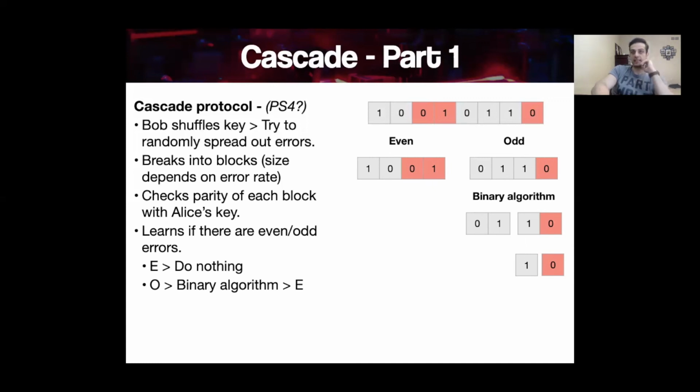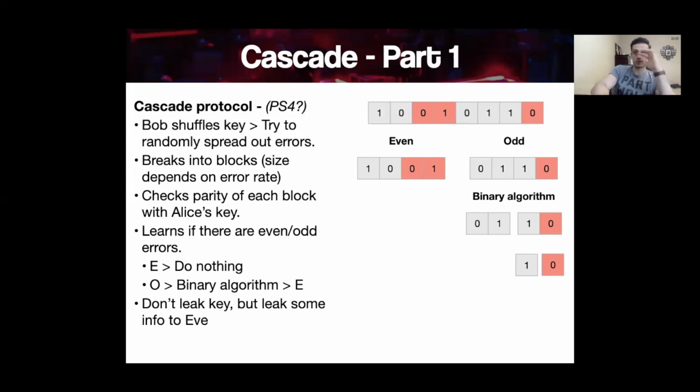By discarding it, they can limit the amount of information that Eve is able to take from them through listening to their communication. So they don't leak the key, but they are leaking some information. There's some information of which blocks have similar parity. And Eve also knows the shuffling.